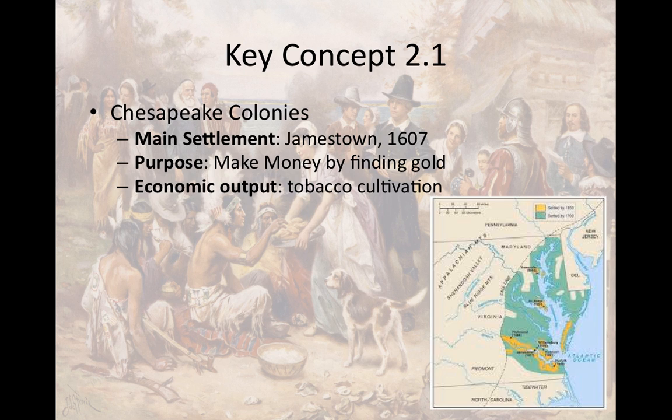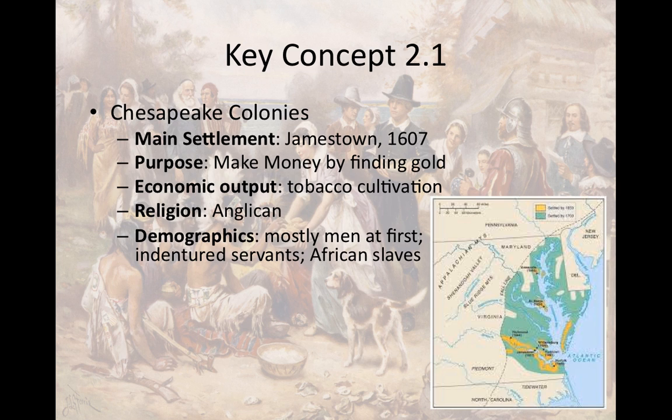which is a very big deal in Maryland and Virginia, and then eventually it's going to spread into North Carolina. Their religion is Anglican, however, that's sort of secondary to their making money initiatives. Their demographics include a lot of men at first. They forget to bring girls with them because they don't really see the value in reproduction. They just want big, hardy workers, because apparently women don't know how to work or something like that.